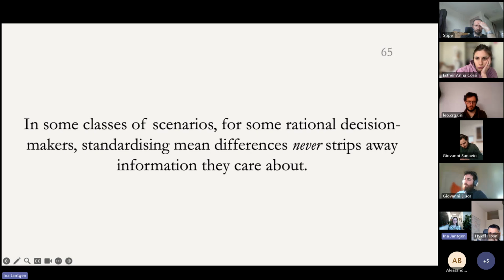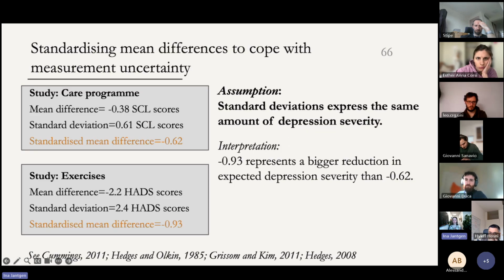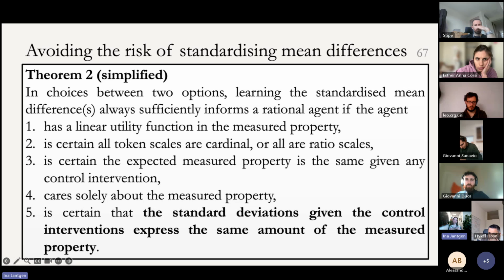In particular, I will call first this interpretation of standardized mean differences, in which we assume that the standard deviations express the same amount of depression severity. Now, if that assumption holds, then one can show that for some rational agents, standardizing mean differences never omits decision-relevant information. This result doesn't come for free, though.